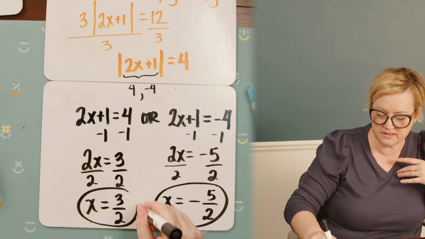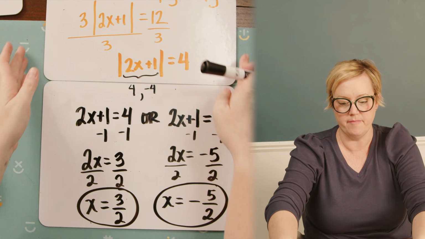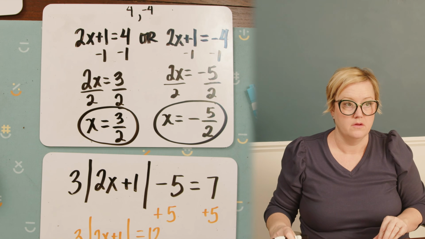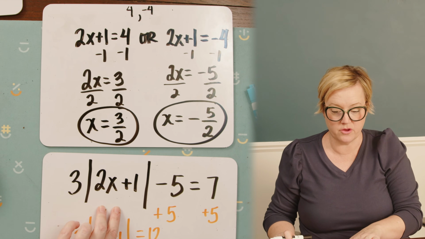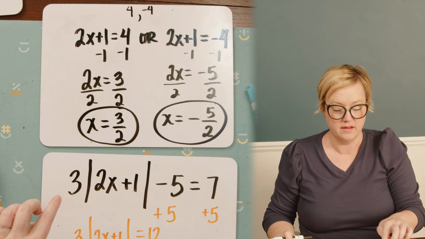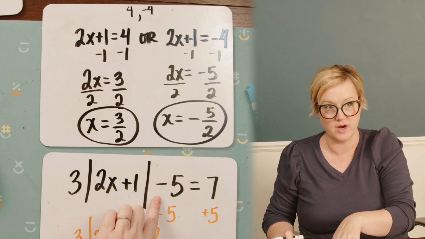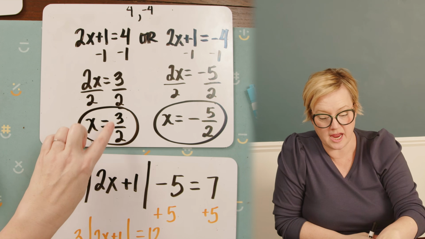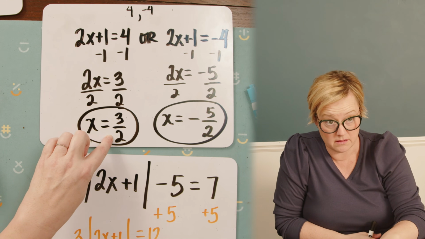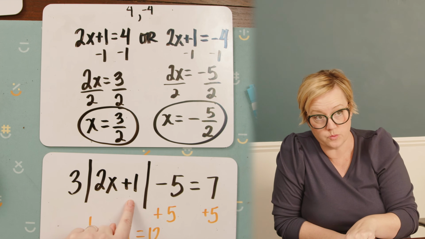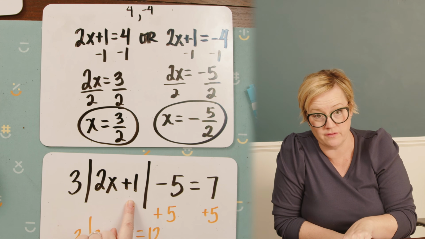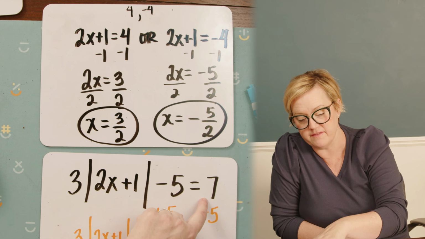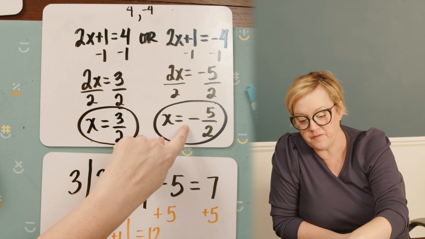Either one of these values is going to make my original problem true, okay? If I take the absolute value of 2x plus 1, multiply it by 3, and subtract 5, it's going to give me 7, right? So if I have 2 times 3 halves, that's 3. 3 plus 1 is 4. Absolute value of 4 is 4. 3 times 4 is 12. 12 minus 5 is 7. Check.